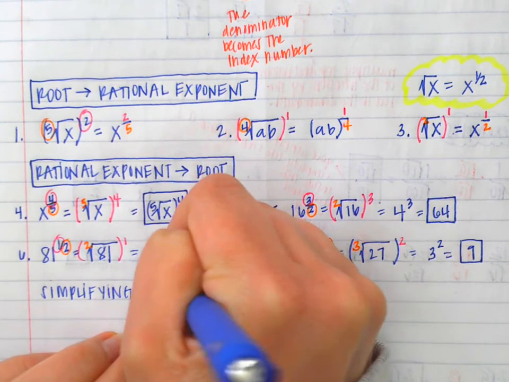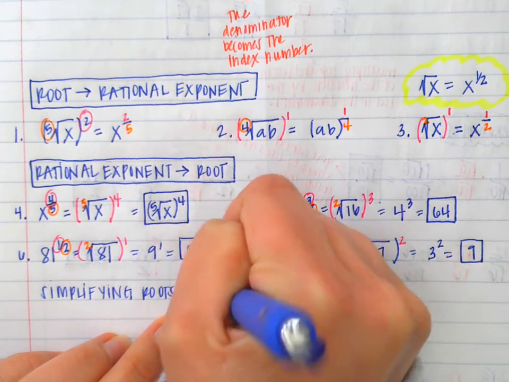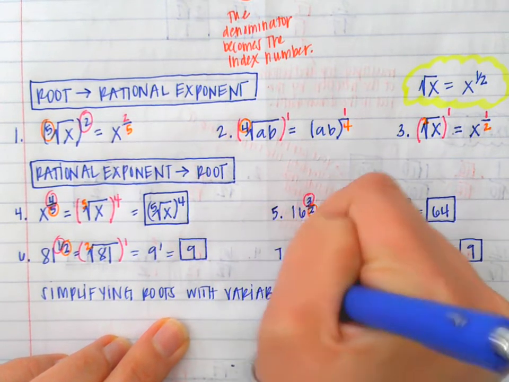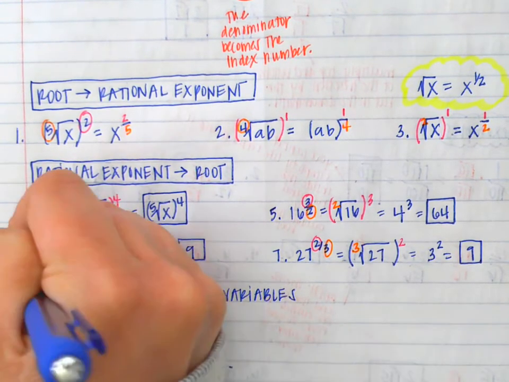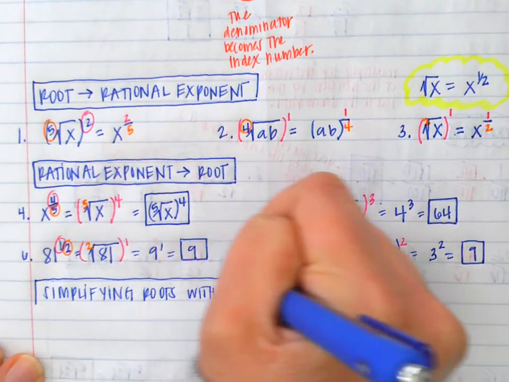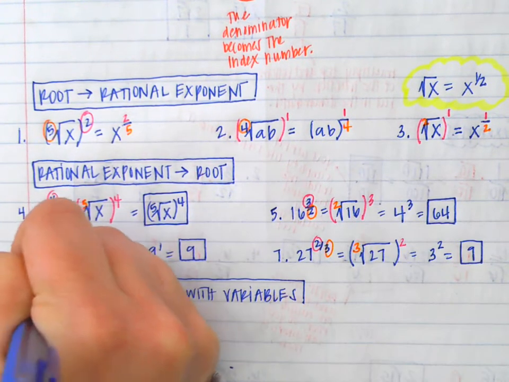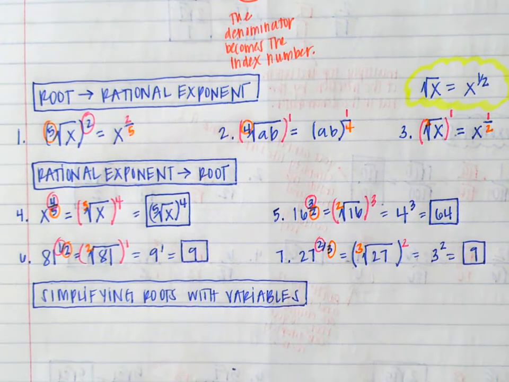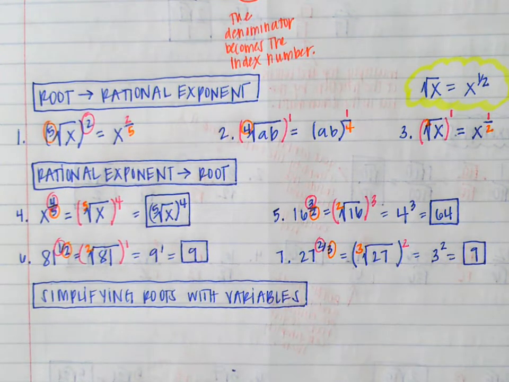Roots with variables. And all that means is that there are going to be variables now inside the root. And we're going to use what we know about rational exponents, or sometimes I call them fractional exponents. We're going to use what we know about that to help us here.